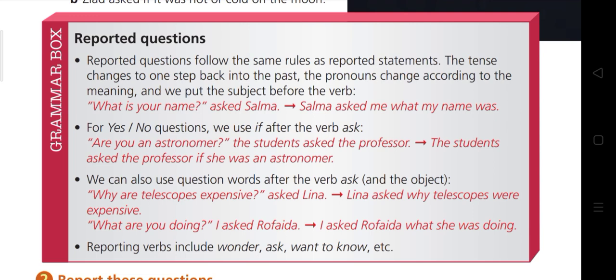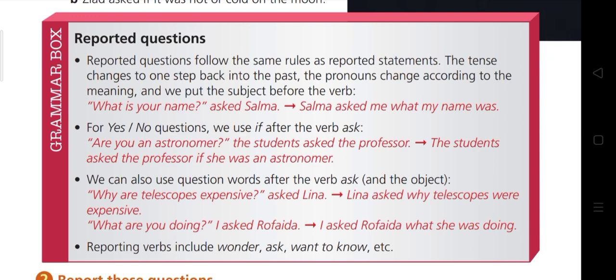We can also use a question word after the verb ask and the object. For example, why are telescopes expensive? Asked Linda. Linda asked why telescopes were expensive. By saying this, we mean that asked could be followed by an object, and also we can skip mentioning the object. You will notice this by comparing this question with the first question, what's your name? Here we said Salma asked me, and in the following one we said Linda asked why telescopes, without any object. Another example, what are you doing? Asked Rufaida. I asked Rufaida what she was doing.